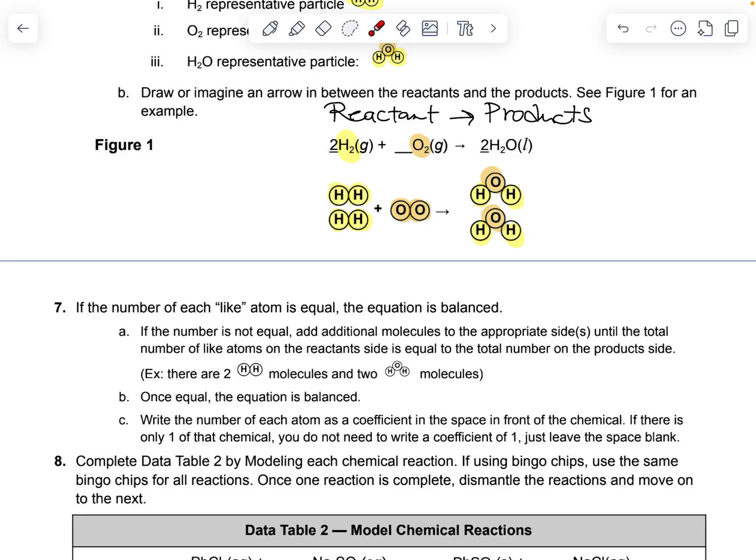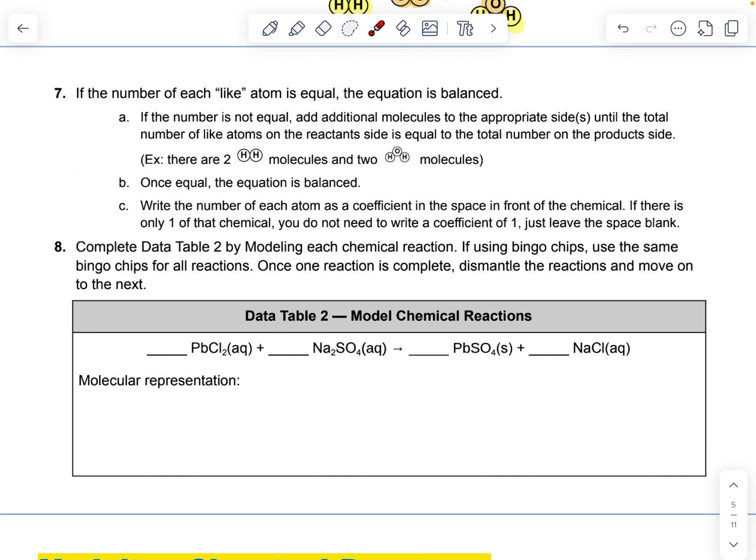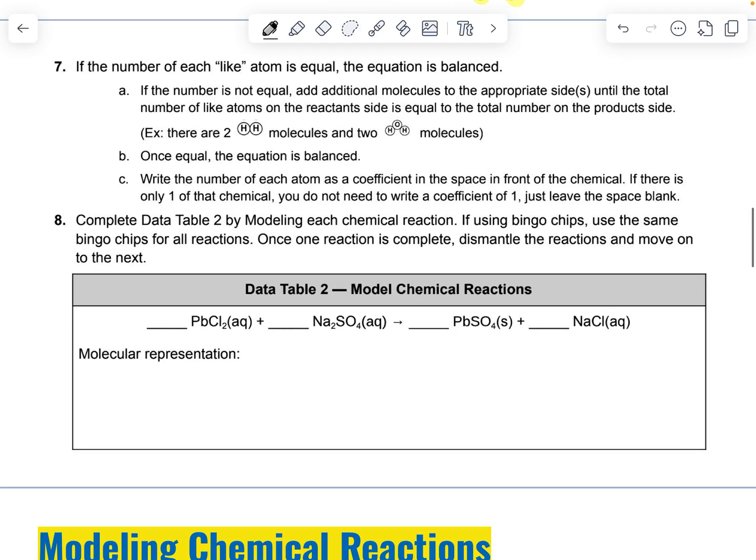So adding those coefficients to say how many of each did I need in order for the number of hydrogens on the left to equal the number of hydrogens on the right. Same thing with my oxygens. All right, so let's go through the first one in this data table, doing that molecular representation, and then you'll be able to work on the rest on your own.